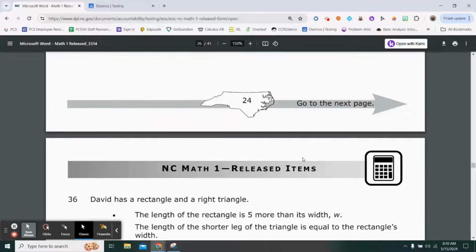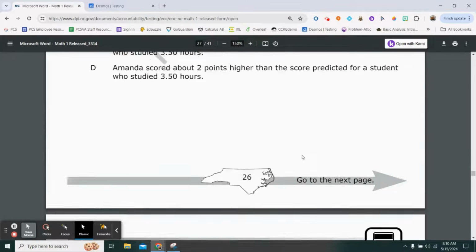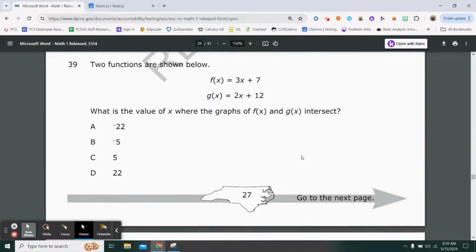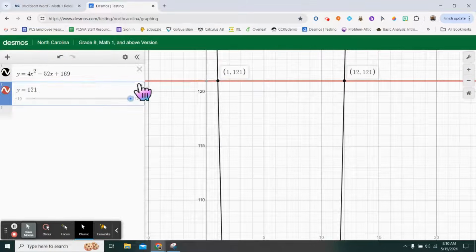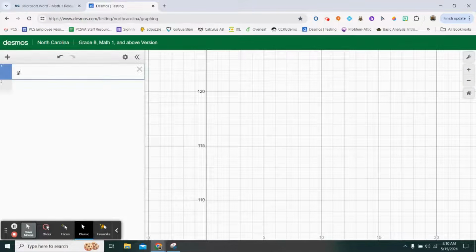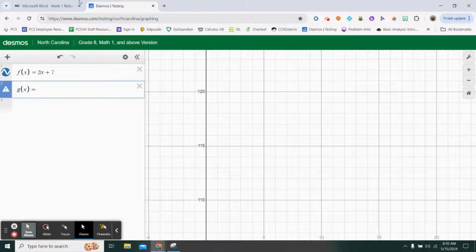All right, number 39, moving right along. We have a system. We kind of already talked about how to find a system. It's just type them both in and see where they intersect. So I've got f of x. You can type this in exactly. I think it was 3x plus 7. Then I'm going to go down here and do g of x. And that's 2x plus 12.